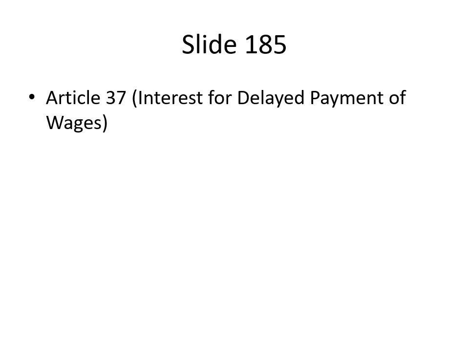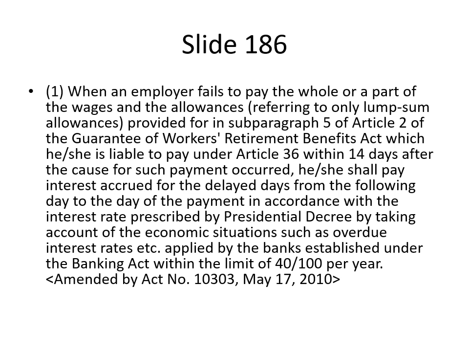Article 37, Interest for delayed payment of wages. 1. When an employer fails to pay the whole or a part of the wages and the allowances, referring to only lump sum allowances, provided for in subparagraph 5 of Article 2 of the Guarantee of Workers' Retirement Benefits Act, which he or she is liable to pay under Article 36 within 14 days after the cause for such payment occurred, he or she shall pay interest accrued for the delayed days from the following day to the day of the payment in accordance with the interest rate prescribed by presidential decree by taking account of the economic situations such as overdue interest rates etc. applied by the banks established under the Banking Act within the limit of 40/100 per year.